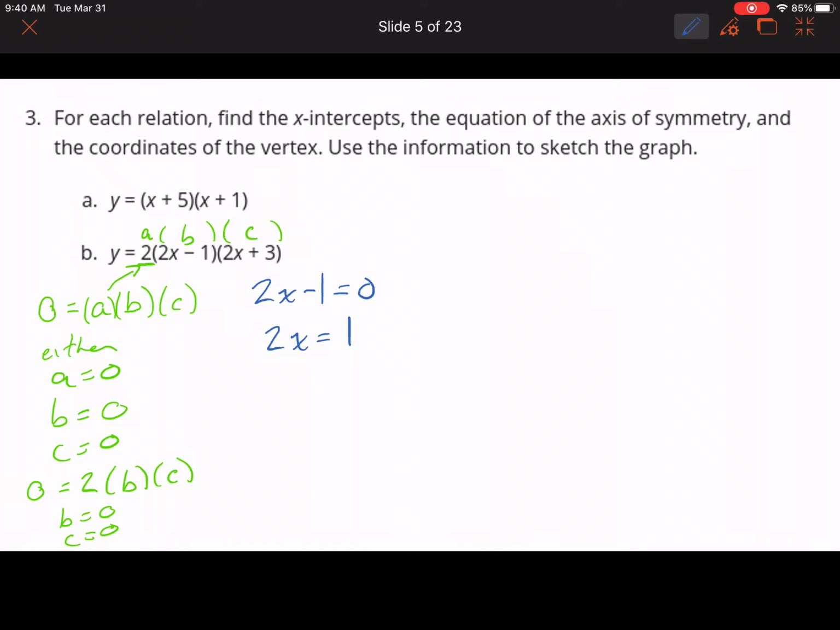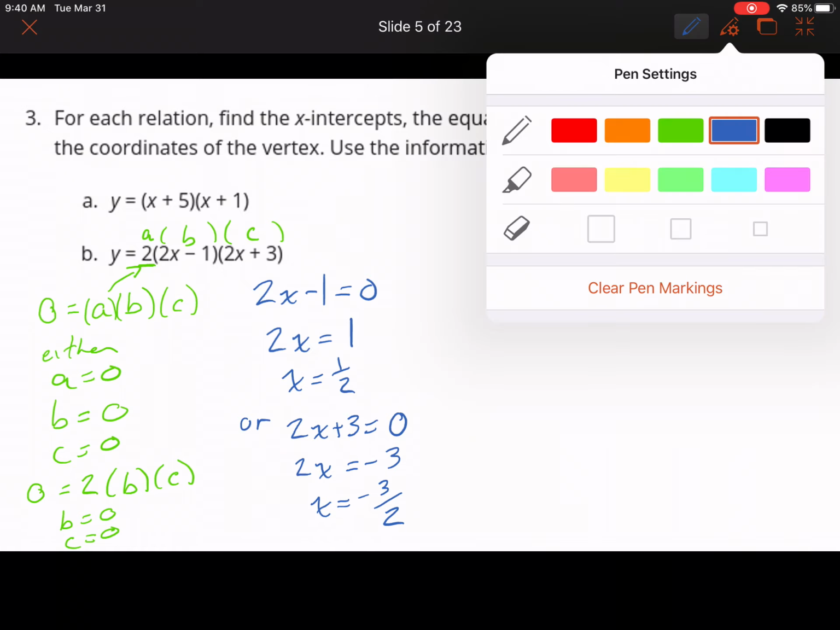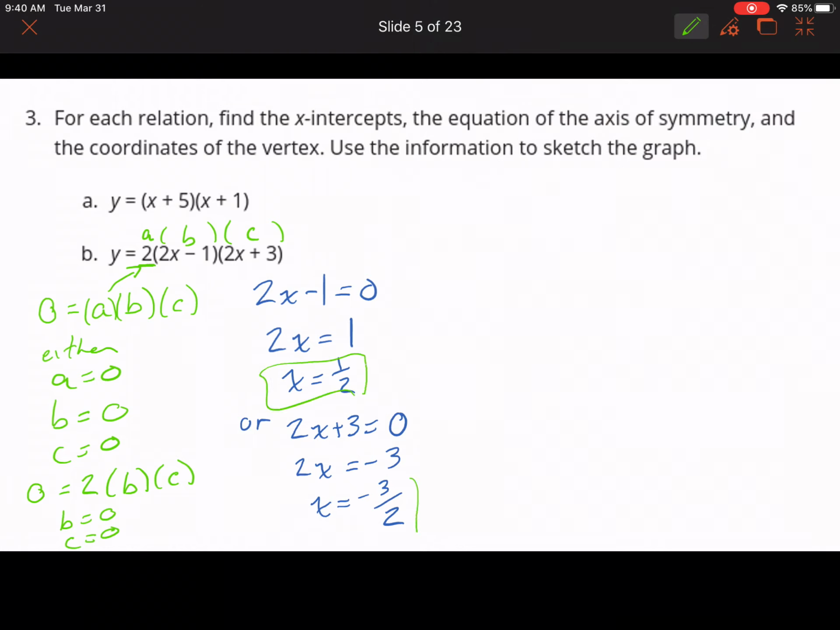It changes its sign, and then we're multiplying 2 times x, so that makes we divide. So x can equal 1/2. Or 2x plus 3 can equal 0, which means 2x equals -3, or x equals -3 over 2. So we've got two possible answers for x. So we can graph that.